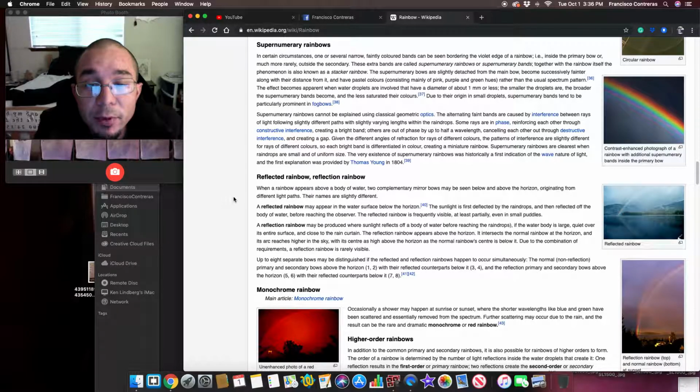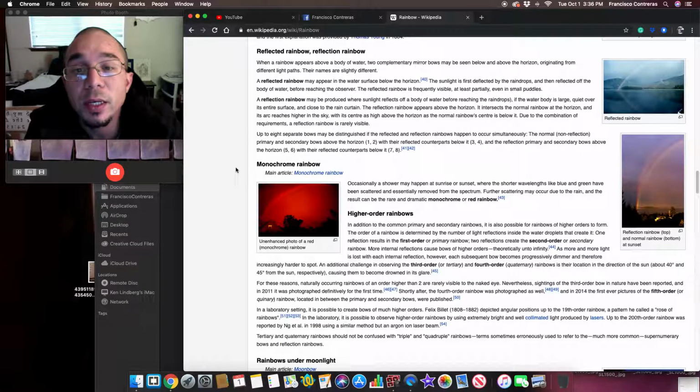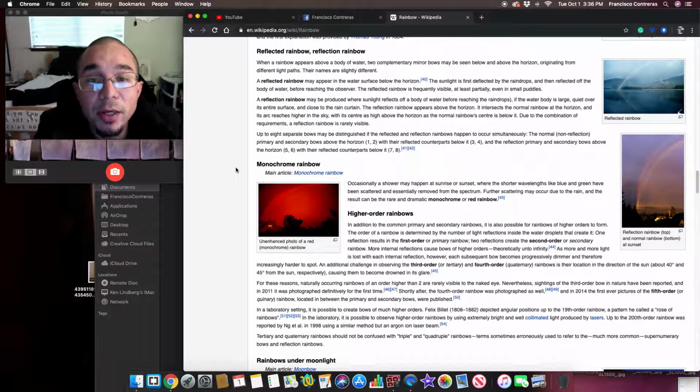Reflected rainbow, reflection rainbow. When a rainbow appears above a body of water, two complementary mirror bows may be seen below and above the horizon, originating from different light paths. Their names are slightly different. A reflected rainbow may appear in the water surface below the horizon. The sunlight is first deflected by the raindrops and then reflected off the body of water before reaching the observer. The reflected rainbow is frequently visible, at least partially, even in small puddles.